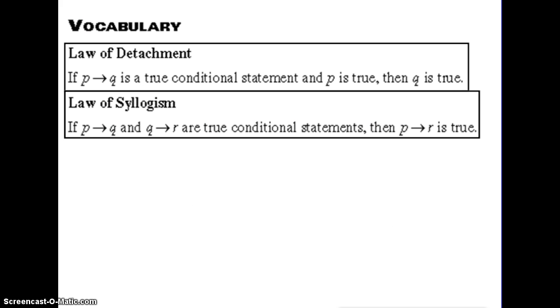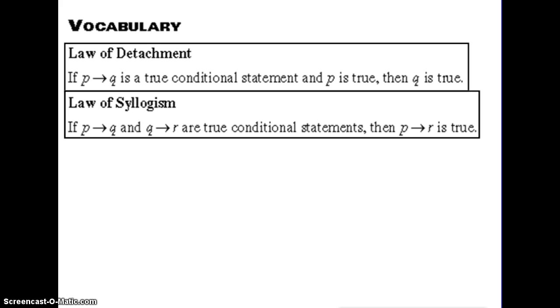Alright, now some other things that you need to be aware of for deductive reasoning. The first of those is the law of detachment. We know that P implies Q as a conditional statement. If that statement is true, then P is true and Q is true. In order for the whole statement to be true, P and Q have to be true.